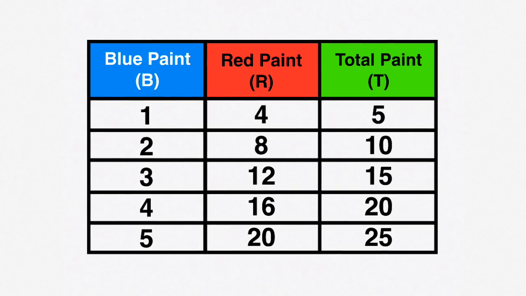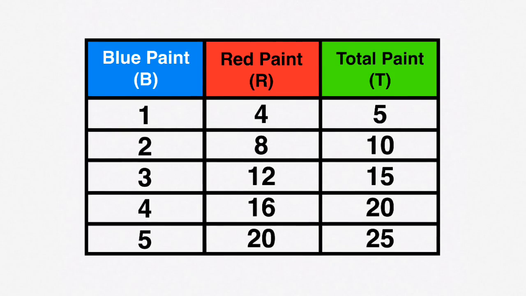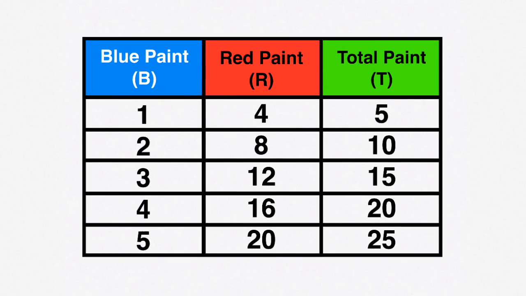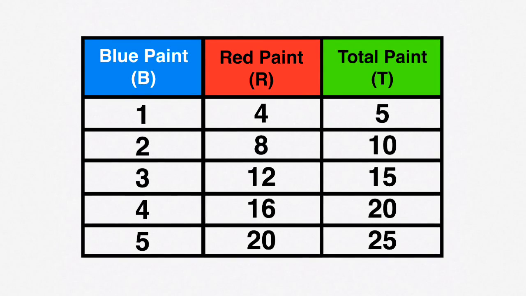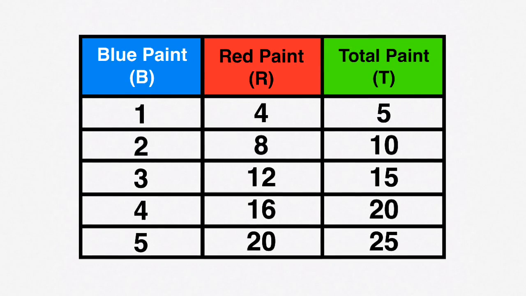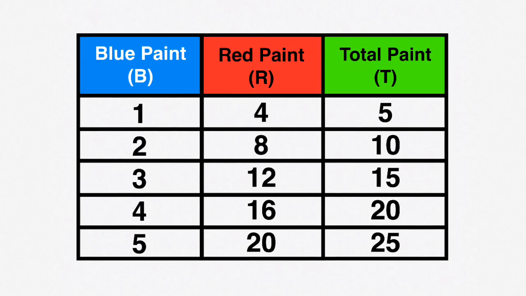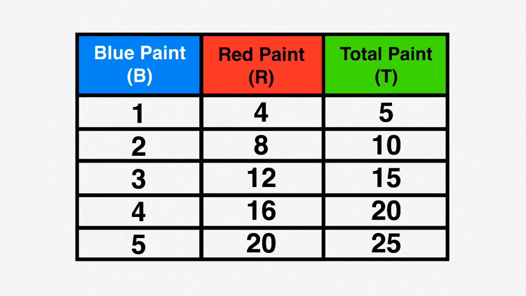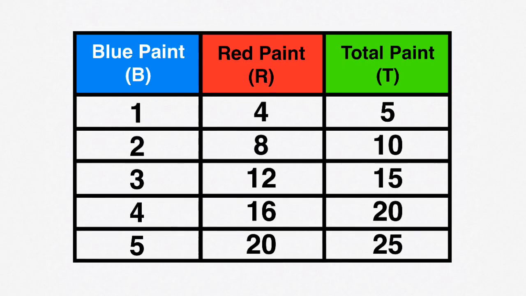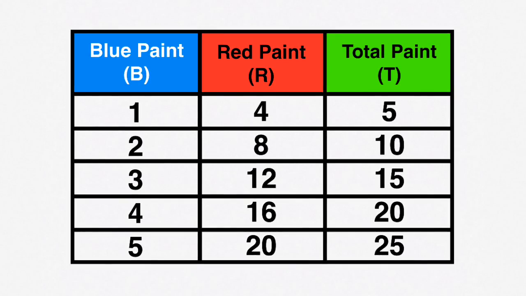And so here's our table. We have our blue paint, our red paint, and the total amount of paint, because remember, we didn't want to go over a total of 25 gallons. For every 1 gallon of blue paint, we need 4 gallons of red paint. That was what we were told. So for 2 gallons of blue paint, we need double the amount of red paint, which would be 8, and so on. If I want to know how many gallons of purple paint each set of values makes, I simply add them together. That tells me how many gallons of purple paint I'll end up with. So your table should have looked like this.